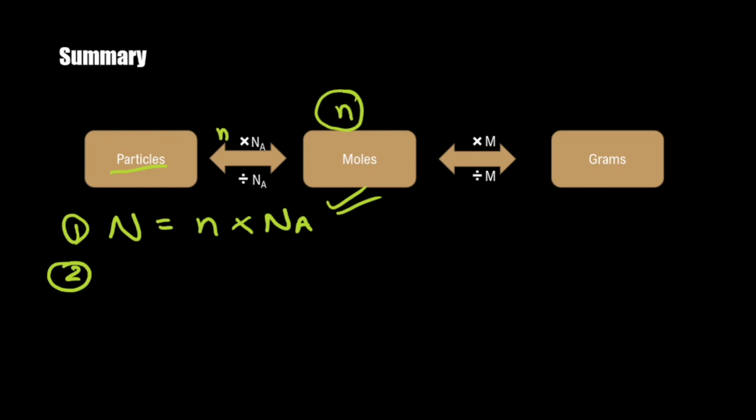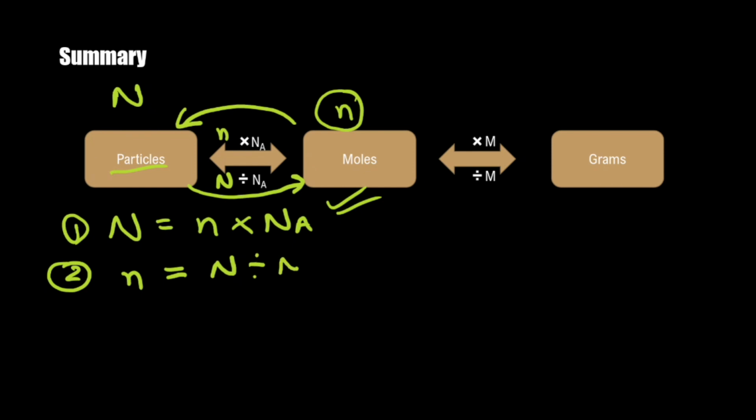The second formula is, if in the question they have provided you the number of particles, the number of molecules or atoms or ions, in that case you will divide that with Avogadro's number. Okay, if you are moving from here to here, you will multiply. If you are moving from here to here, you will divide. So what will be your formula? Now you need to determine the number of moles. So number of moles n is equal to capital N, the number of particles which is known to you, divided by Avogadro's number.